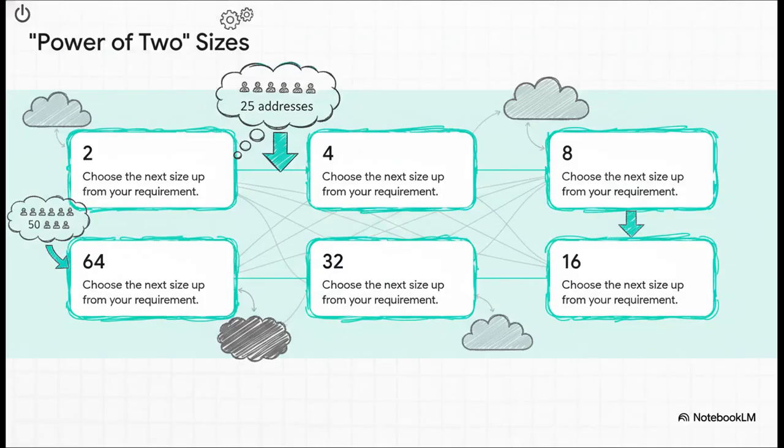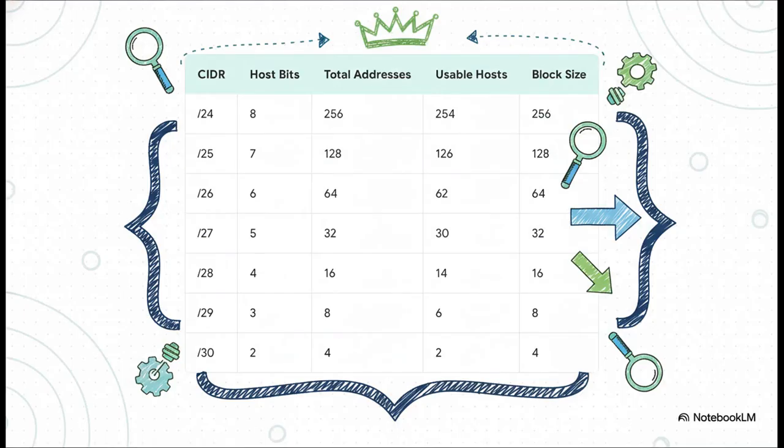And here is the first little piece of magic. When someone says, hey, I need 25 addresses, you don't have to do any math. You just look at this list, these powers of 2, and you pick the next number up that's big enough. You need 25? You pick 32. You need 50? You grab 64. It's honestly that straightforward.